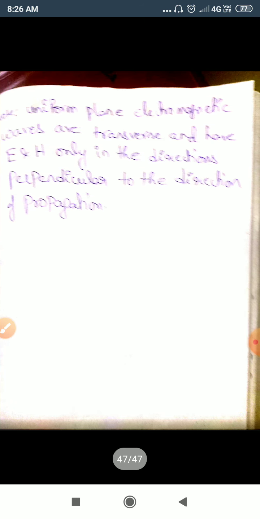For example, say the wave is propagating along x direction. The first assumption is Ex component or Hx component is equal to 0. Second, E and H are independent of y and z components. And in the direction of the wave propagation there will be no electric field and no magnetic field. So take care of this one.